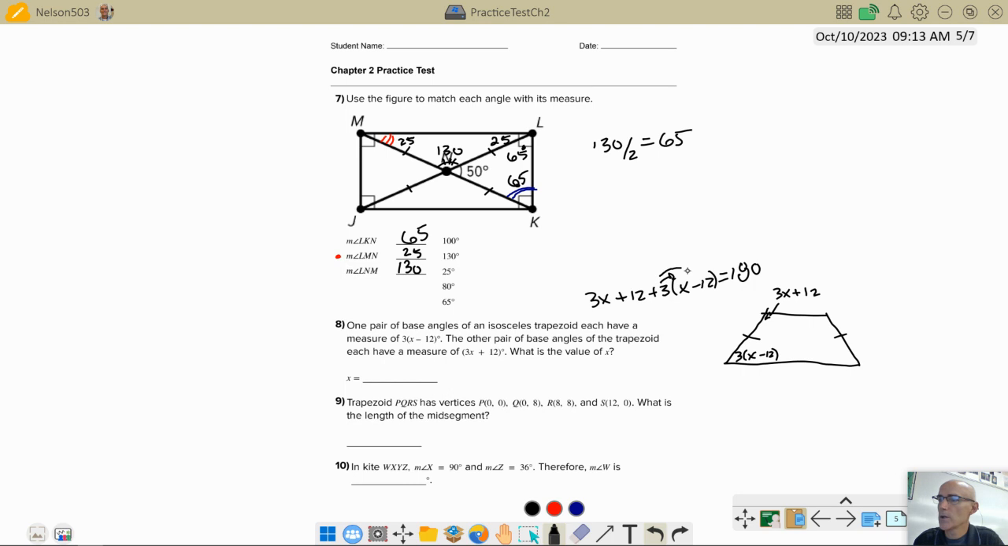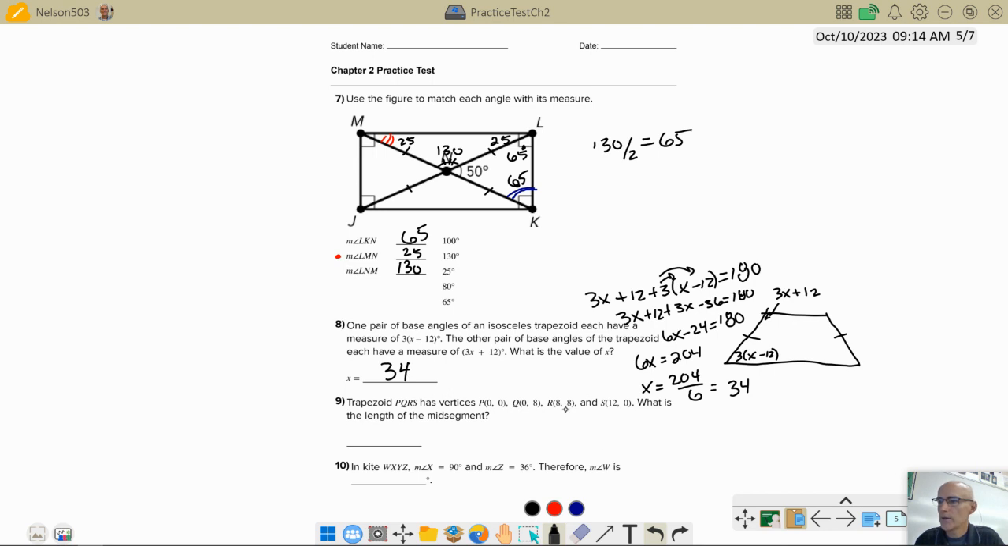So distribute the 3 through, and we end up with 3x minus 36, and we've got 3x plus 12 over here. And then I'm going to add the x's together. I get 6x. If I add the constants together, I get minus 24 equals 180. Now I'm going to add 24 to both sides. I get 6x equals 204. I'm dividing by 6. Does 6 go into 204 evenly? Well, 6 goes into 20 3 times with a remainder of 2. That's 24. It does 34 times. Check my arithmetic. So x is 34. And I hope I did that right.